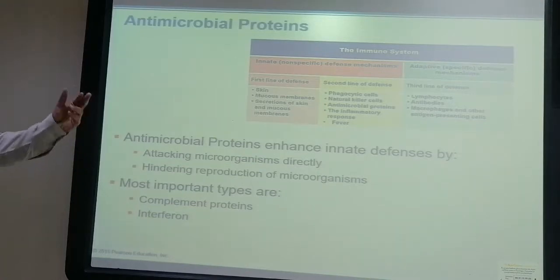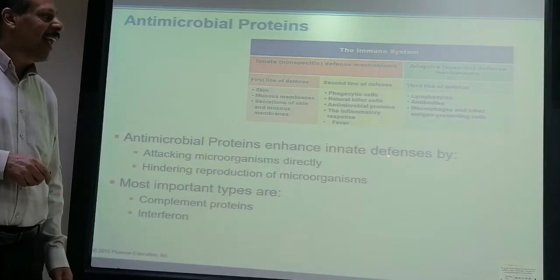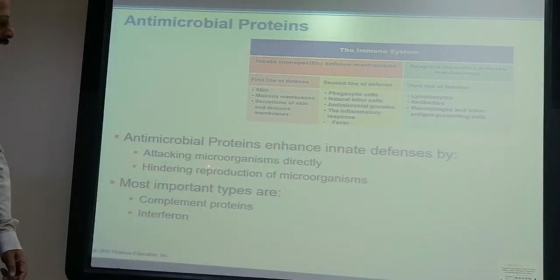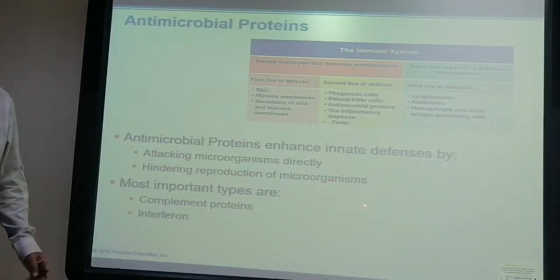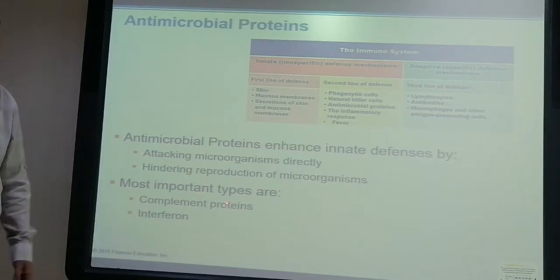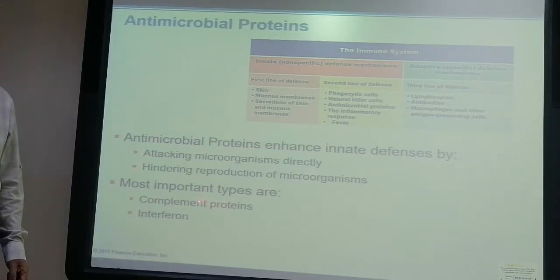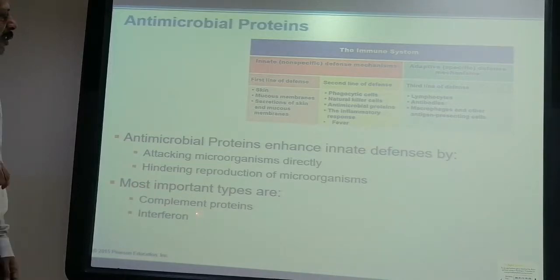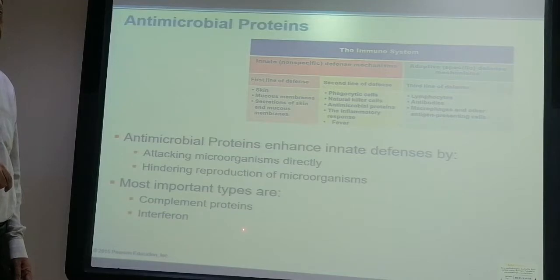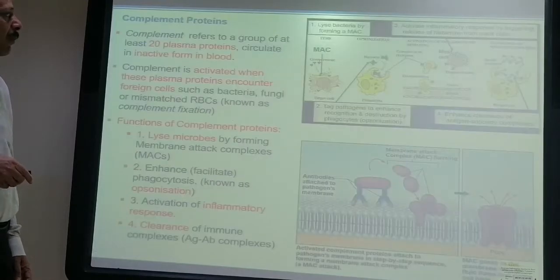So the antimicrobial proteins, as we said, enhance the innate defense by attacking microorganisms directly and hindering the reproduction of microorganisms. So it will decrease the reproduction of the microorganism. The most important of them are the complement proteins, as we said, and the interferon. The complement and the interferon.